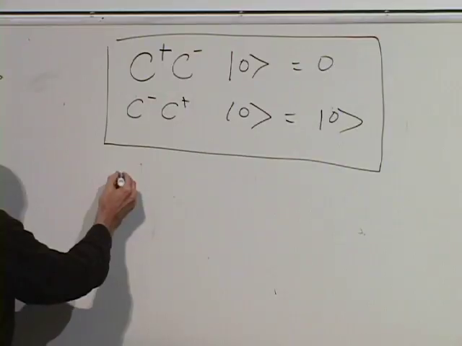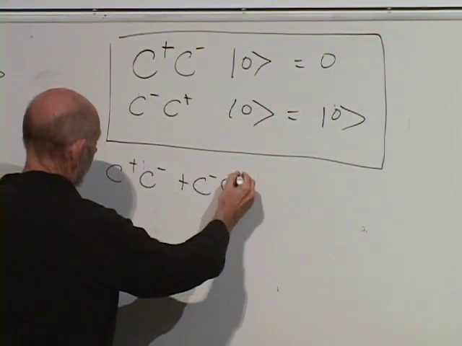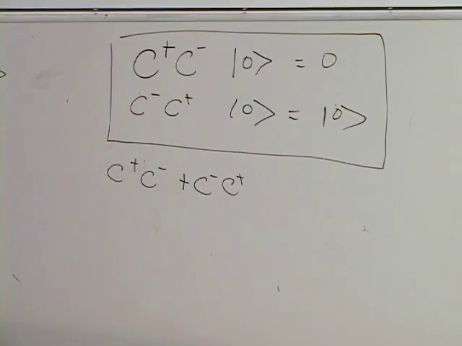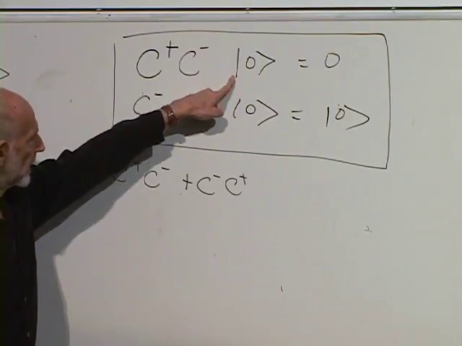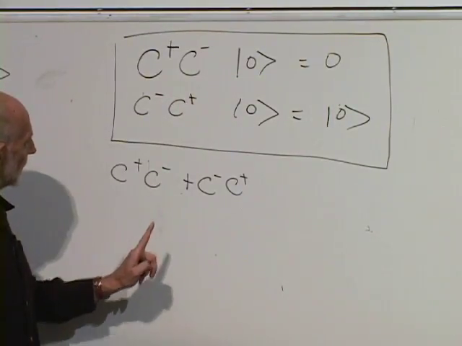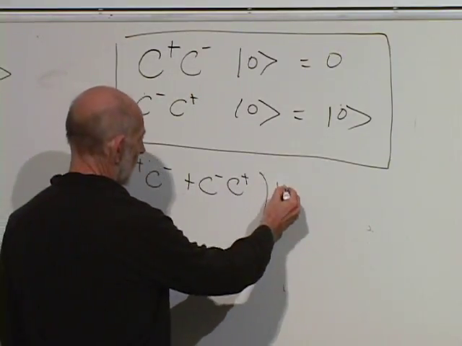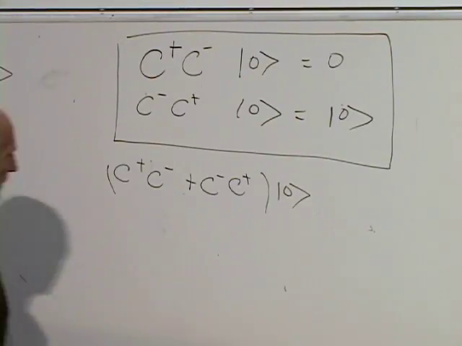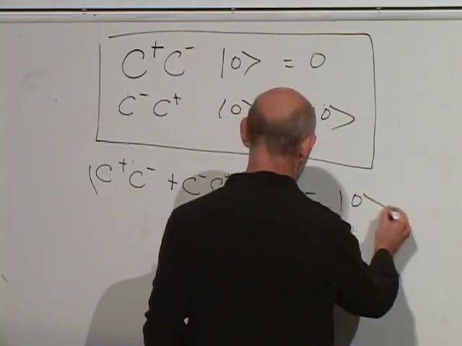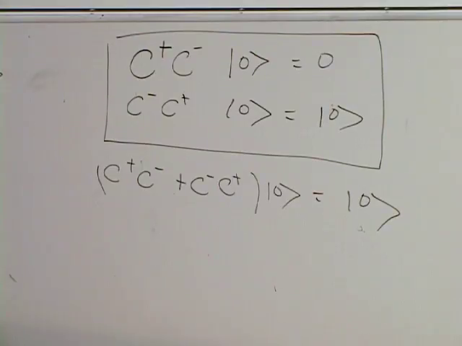What about C plus C minus plus C minus C plus? If it acts on O, let's see. What does it give when it acts on O? We're just adding those two equations, right? It just gives O. The ground state, right, sometimes known as the vacuum.